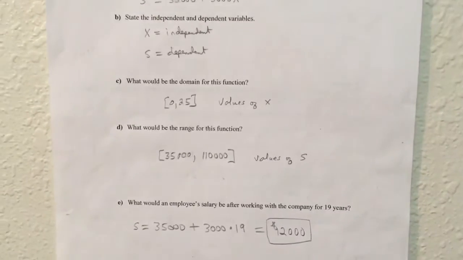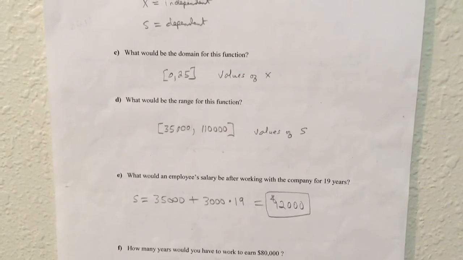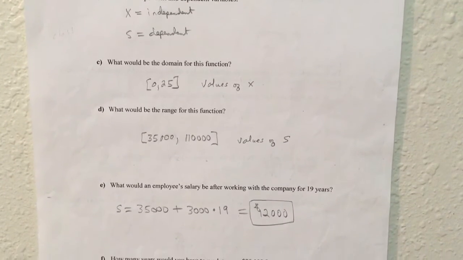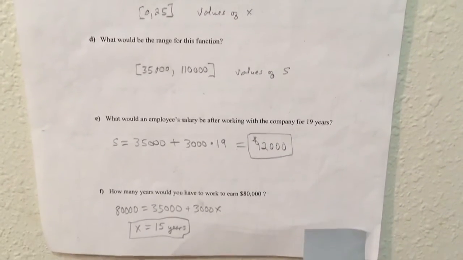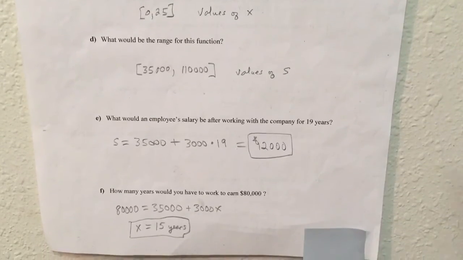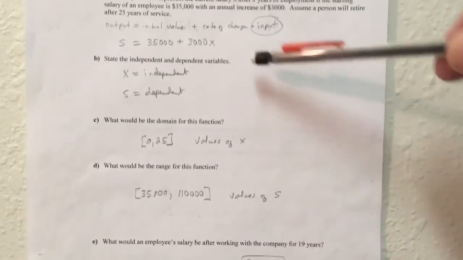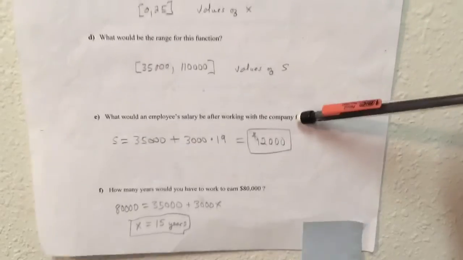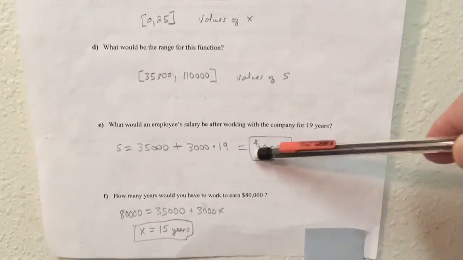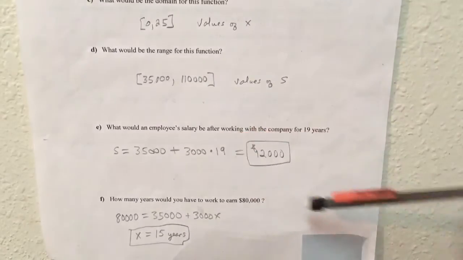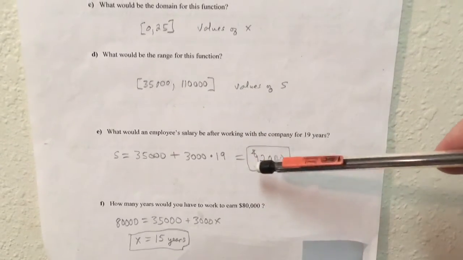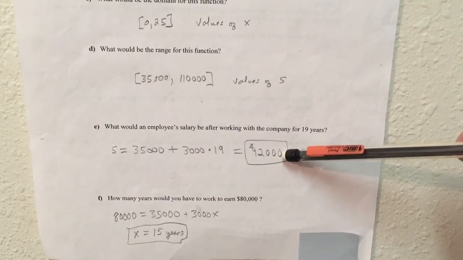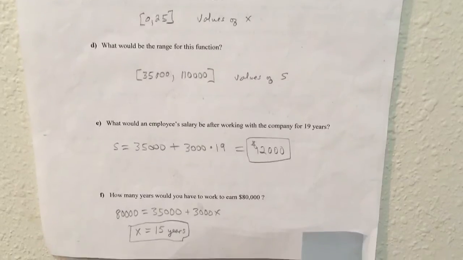In E, you're asked what would an employee's salary be after working with the company for 19 years? Well, to determine what their salary is after 19 years, we plug in 19 in for X up here, and then we do the arithmetic. And remember, multiplication comes before addition. And when we perform that arithmetic, we find the salary is $92,000 after 19 years.